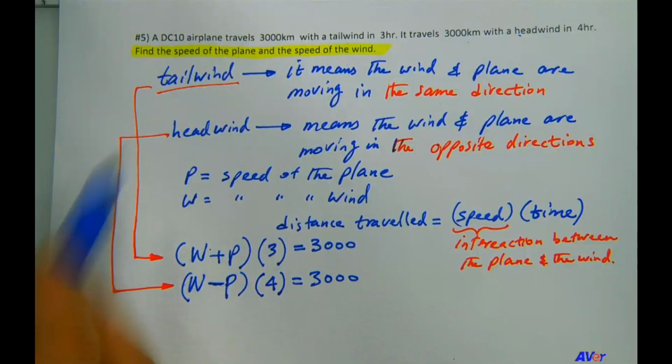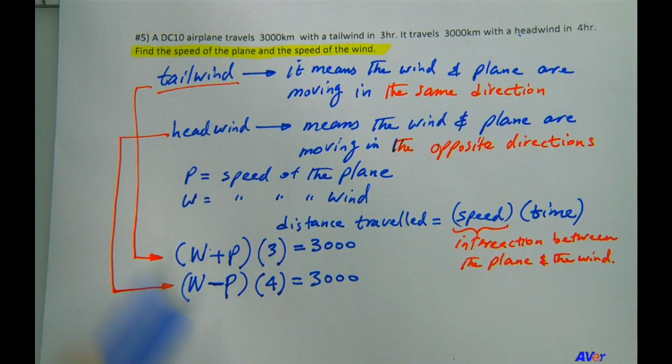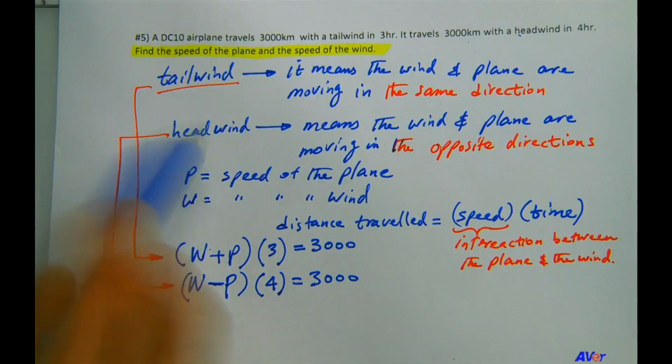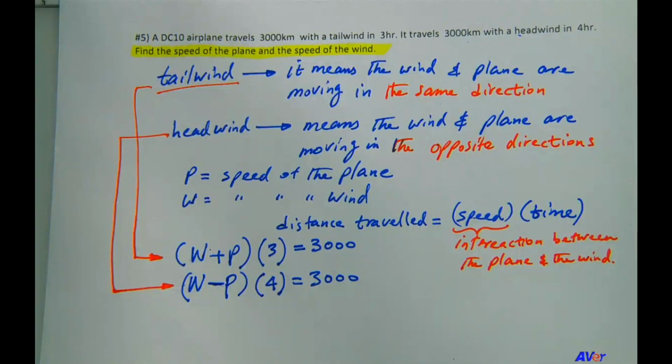Why? Because this is the headwind. This is when the plane was traveling the same distance with a headwind. So these two variables must have opposite algebraic signs. Times 4, which is the time it took the plane to travel the 3,000 kilometers with a headwind. And now you have what? You have two linear equations with two unknowns, W and P. And we know how to solve this system, right?